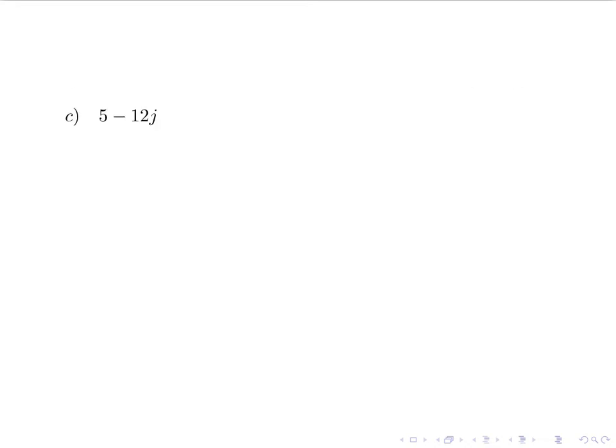So how about 5 minus 12j? r is going to be the square root of 25 plus 144. So again, 5 squared plus -12 squared. That's going to give me exactly 13. The reference angle will be tan inverse of, again, positive 12/5, which will be 67.38 degrees.